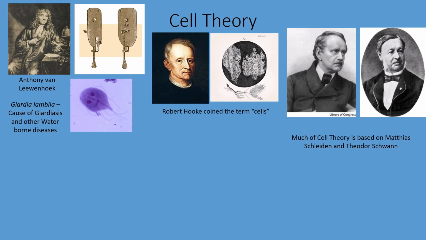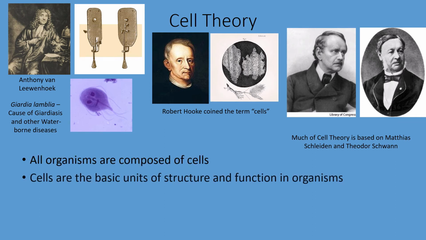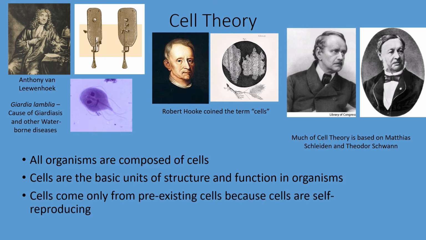The main components of cell theory are: all organisms are composed of cells. Cells are the basic units of structure and function in organisms. In other words, what happens at the organism level happens at the cell level. What happens at the organ level happens at the cell level. Finally, cells come only from pre-existing cells because cells are self-reproducing.